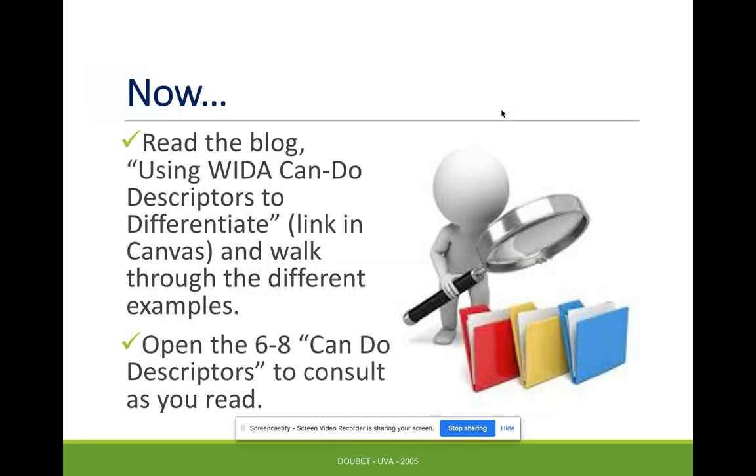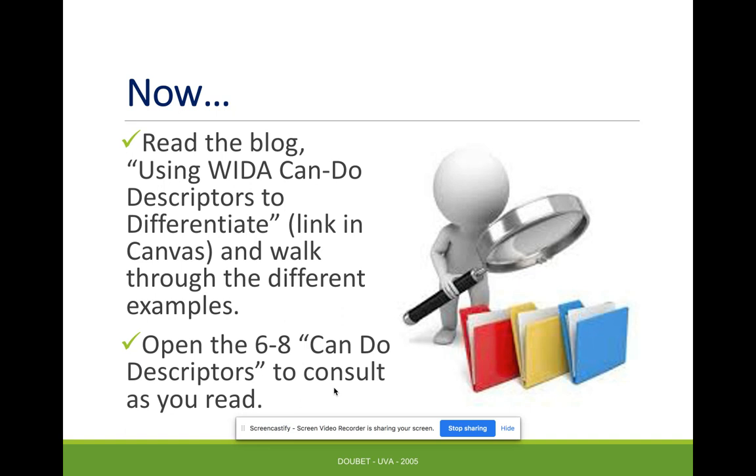So I want you to take a second and read the WIDA can-do descriptors to differentiate blog. There's a link in Canvas. I didn't post it for you to read ahead of time because I wanted you to read it during this and walk through the examples. I've also posted the 6-8 can-do descriptors for you to consult as you read.